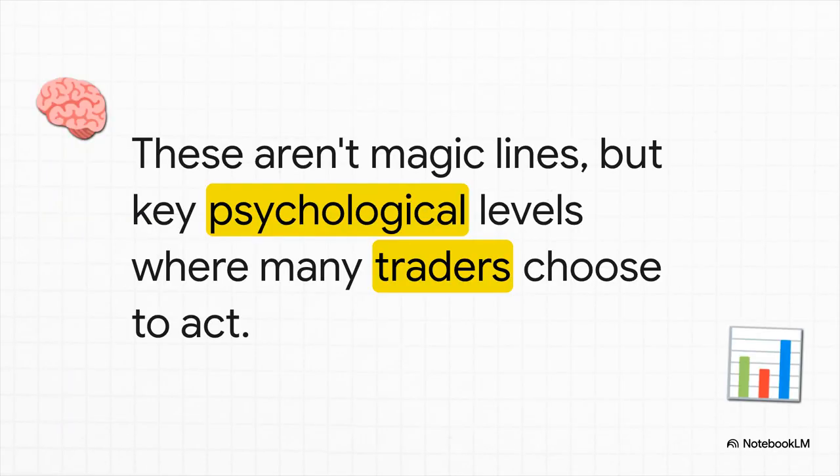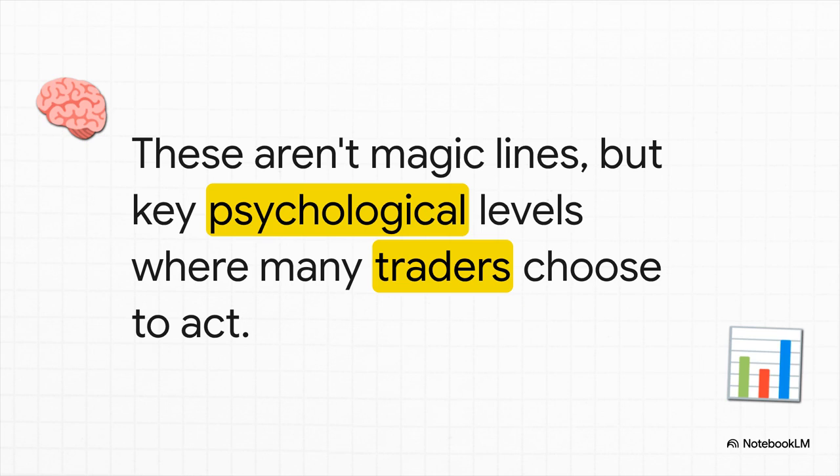Now, this is absolutely crucial to understand. These aren't some magic lines drawn in the sand. They exist because of us, because of collective human psychology. These are simply price points where a ton of traders have decided to act in the past, and that creates a kind of market memory. It's like sellers who missed the last peak are kicking themselves, so they put their orders in, waiting for it to get back there. Buyers who got a great deal at a low are just eager to buy more if it ever dips there again.